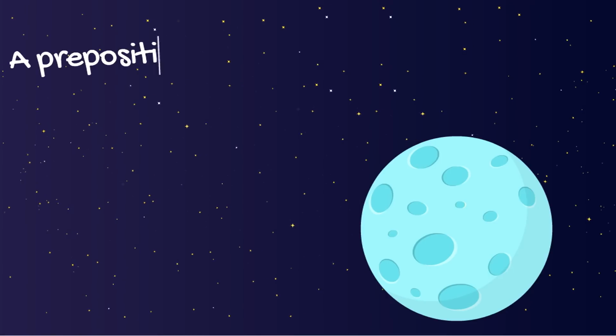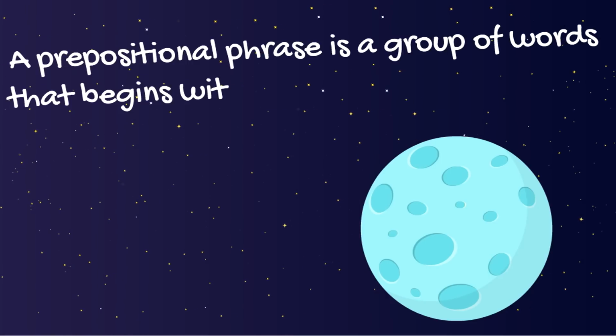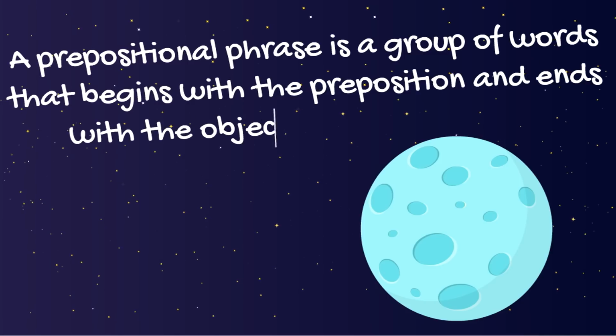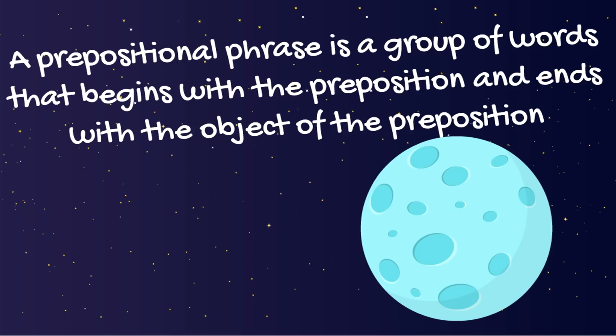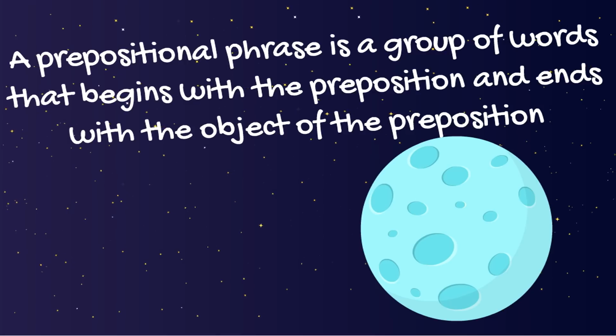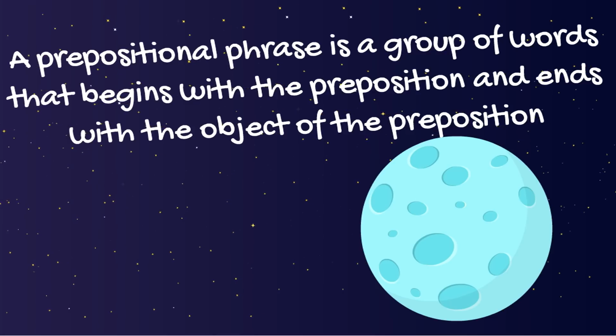Okay, in summary, a prepositional phrase is a group of words that begins with the preposition and ends with the object of the preposition. Wow, there you go. A prepositional phrase. Now you know what that means.